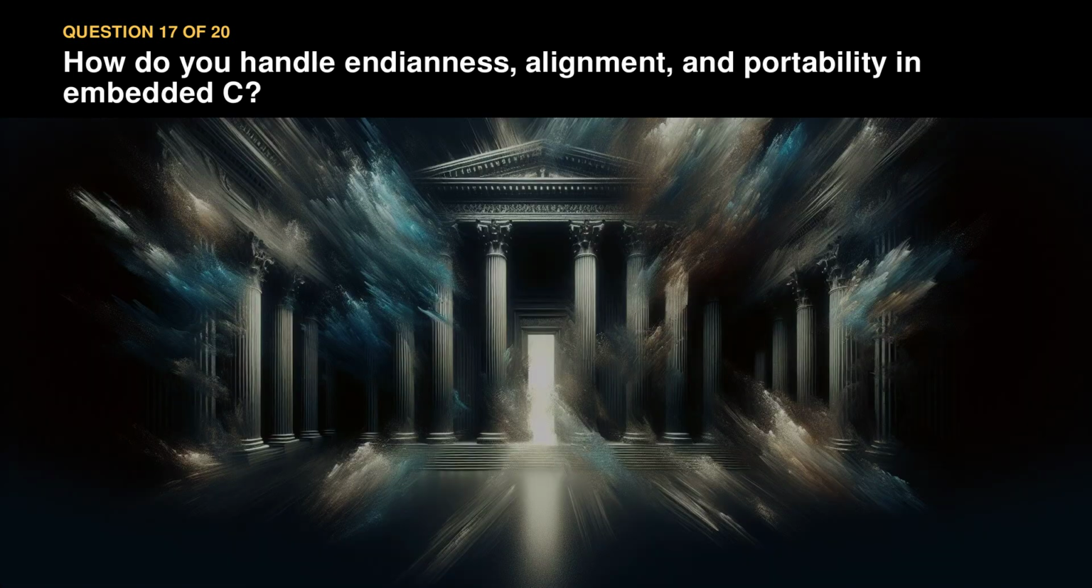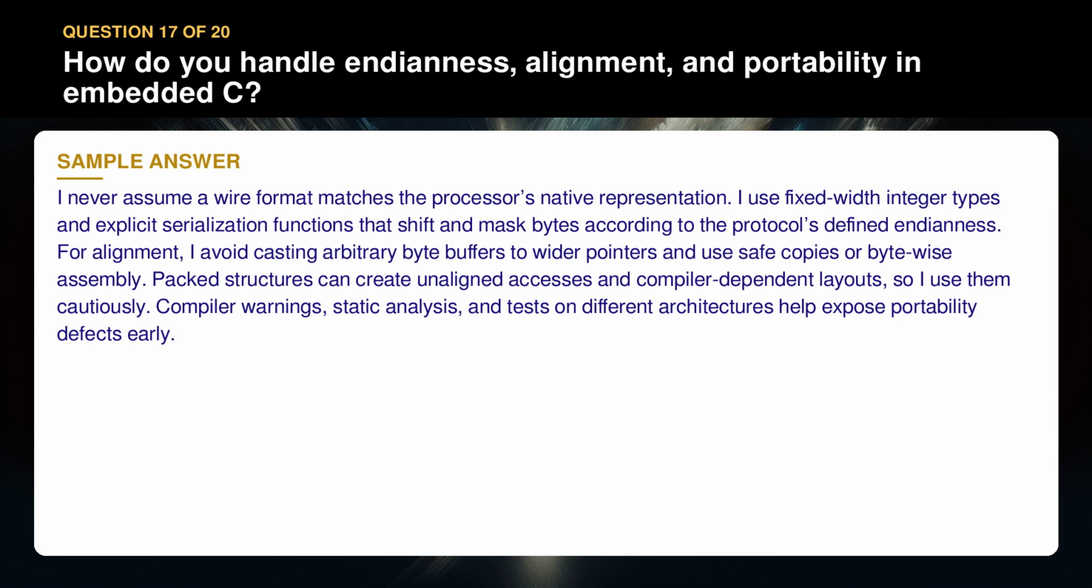Question 17. How do you handle endianness, alignment, and portability in embedded C? I never assume a wire format matches the processor's native representation. I use fixed-width integer types and explicit serialization functions that shift and mask bytes according to the protocol's defined endianness. For alignment, I avoid casting arbitrary byte buffers to wider pointers and use safe copies or byte-wise assembly.